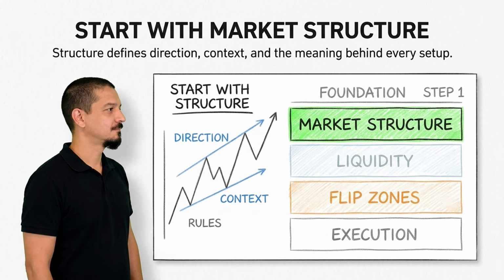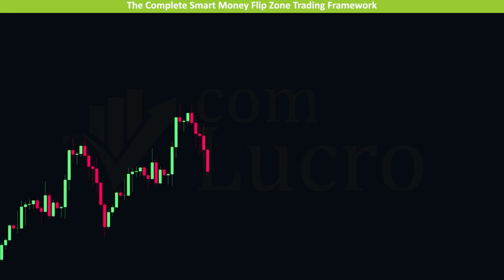Let us begin by building this entire process step by step, starting with the one element that defines direction, provides context, and gives every other rule its meaning: market structure. Without a clear understanding of structure, concepts like liquidity, flip zones, and trade execution become far more difficult to apply consistently. Imagine the market is in an uptrend, with price consistently forming higher highs and higher lows.